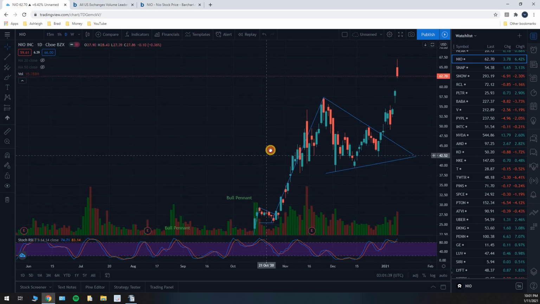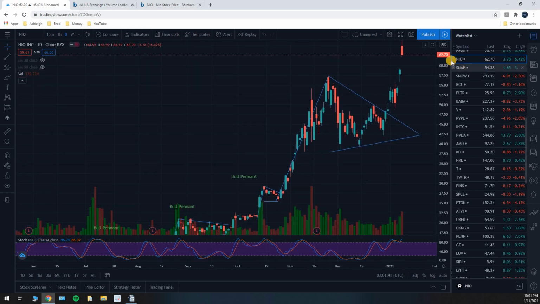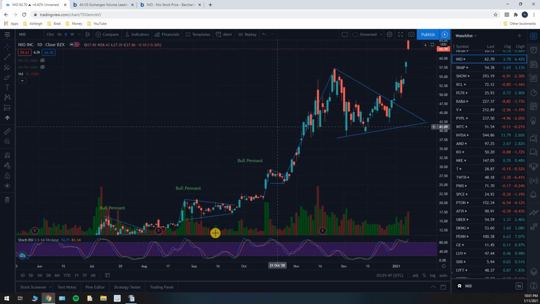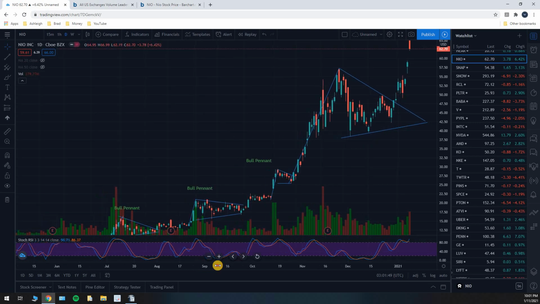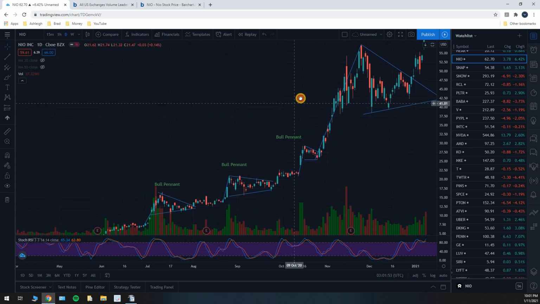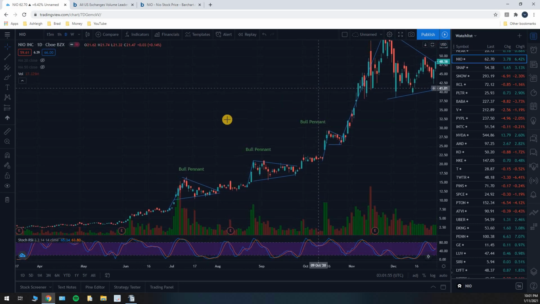So I'm going to zoom out a little bit more now that I've shown you what it is. I want to zoom out because there is a little bit more going on here. You can see all the way back into the middle of 2020, NIO's stock chart has been making bull pennant after bull pennant after bull pennant, and even one right there as well. And it's been doing it on some pretty consistently incredible volume.